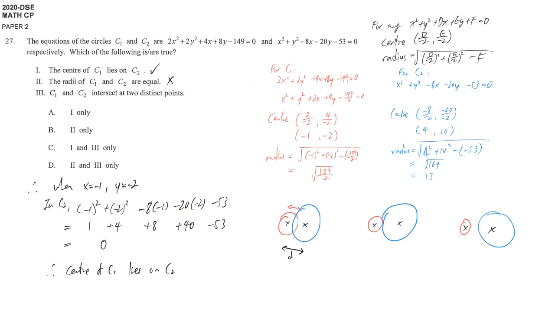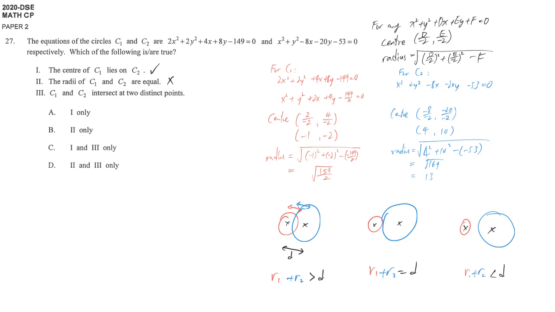And then we want to compare the radius of our C1 and also the radius of C2. So obviously, in this case, R1 together with R2 is longer than our distance. In this case, R1 plus R2 is equal to our distance. And finally, these 2 centers are too far away, such that the distance is larger than R1 plus R2. So let's get D here first and check which case we are talking about.